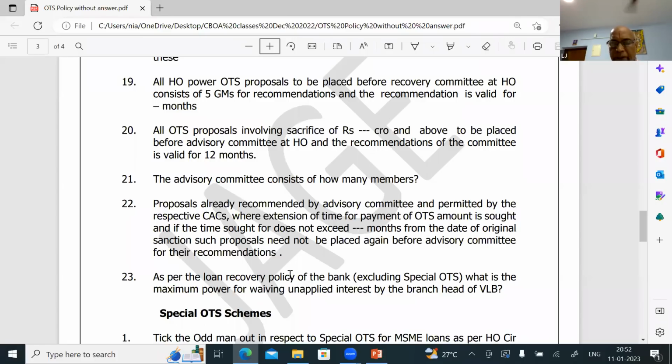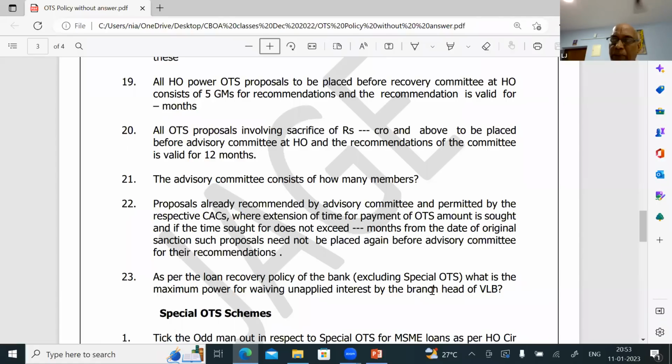As per the loan recovery policy of the bank, excluding special OTS, what is the maximum power for waiving unapplied interest by the branch head of a BLB? I told you waiver of unapplied interest is possible. Waiver of unapplied interest is possible by the branch in charges, but they cannot write off the book liability. So waiver of unapplied interest for small branch, medium branch, and large branch, we told you it is 75,000.